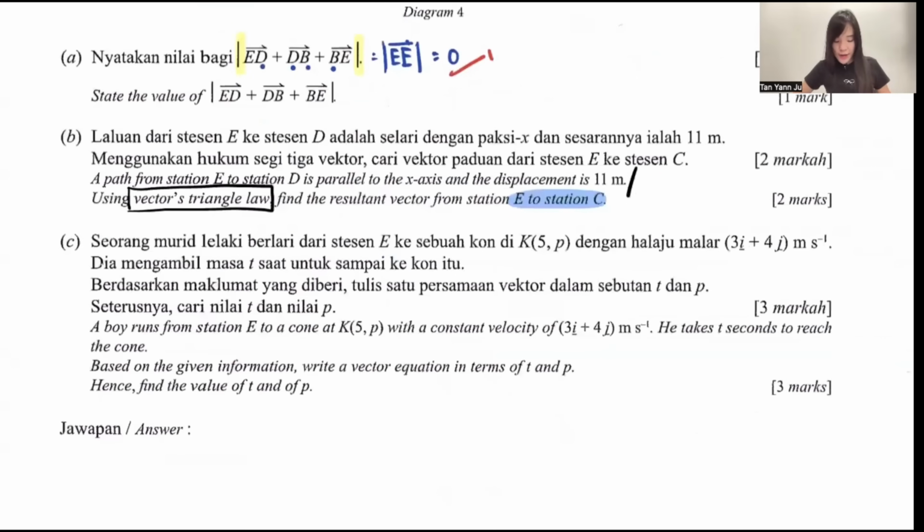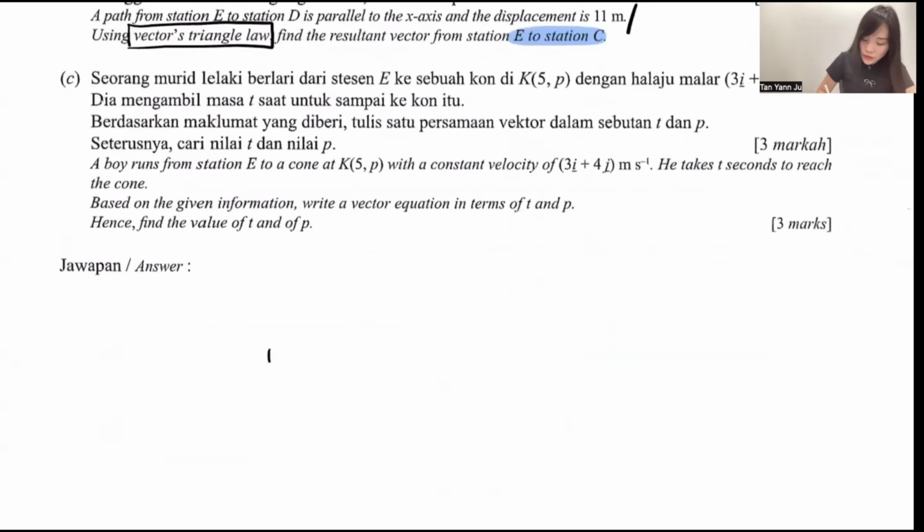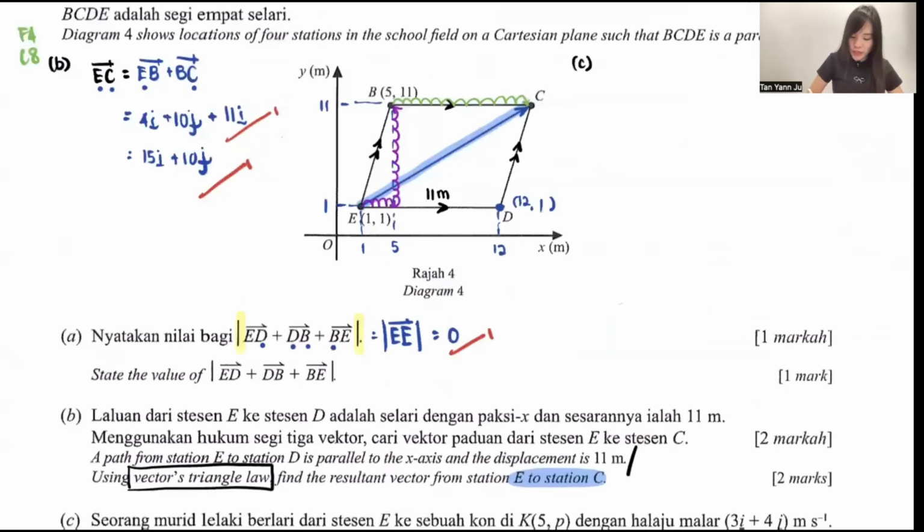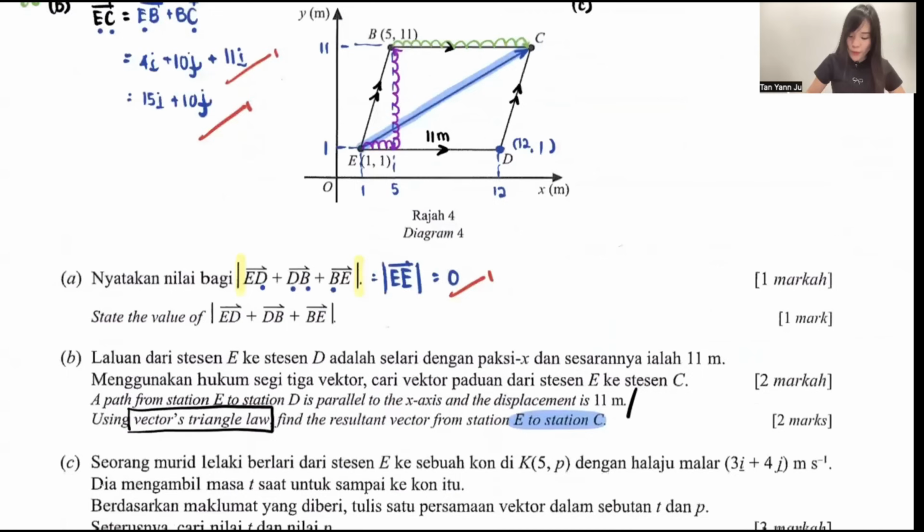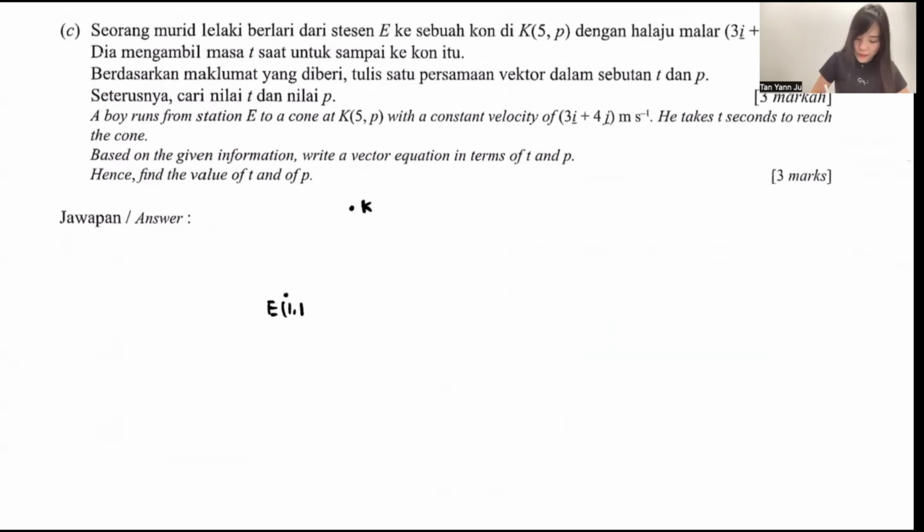Part C is slightly different. They say a boy runs from station E to a cone K. They never drew K, so you don't know where it is, and you can simply draw it. So now the boy runs from E to K. E is what coordinate? Just now we already know, 1, 1. K is 5P.